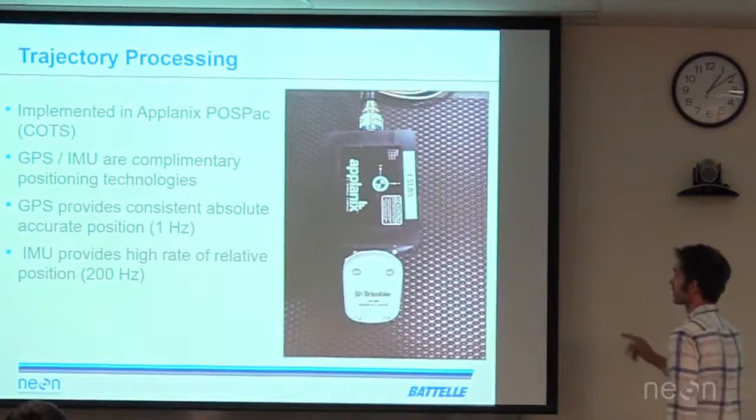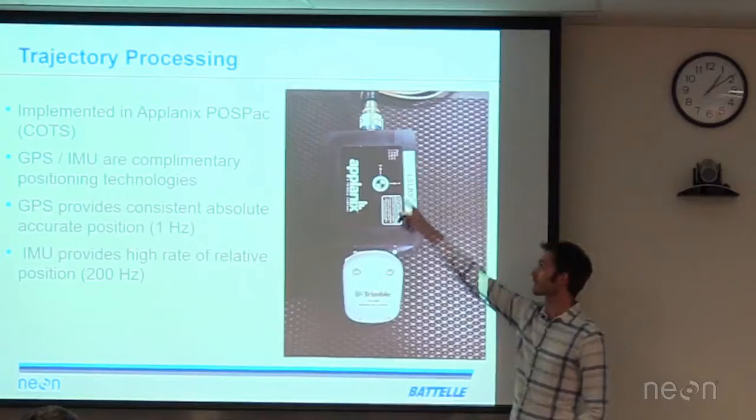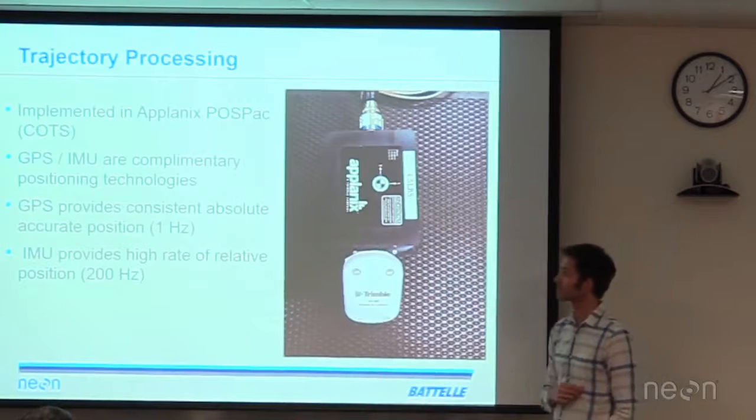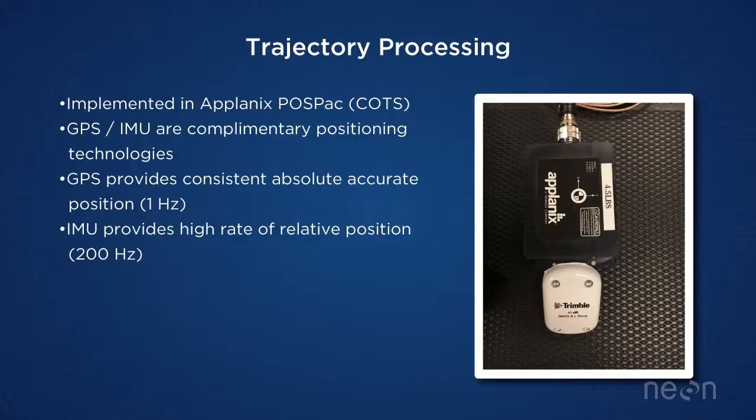This is just a picture of the IMU that's located inside the aircraft that gets the roll, pitch, and yaw, as well as the GPS antenna. One of the reasons we're able to get these really accurate trajectories is because GPS and IMU are really complementary technologies. The IMU is able to achieve really fast positioning, but it's prone to drift over time. GPS gives us really good position every second or so, but we can't get a position in between those two GPS observations. So the GPS operates at 1 hertz.